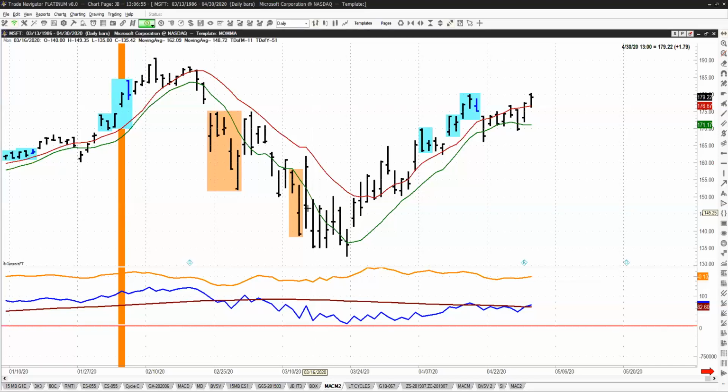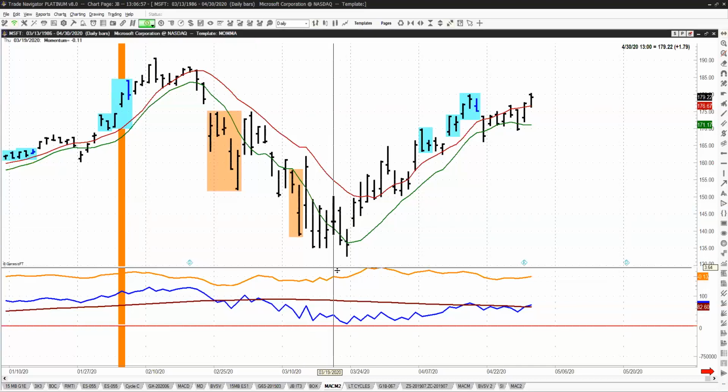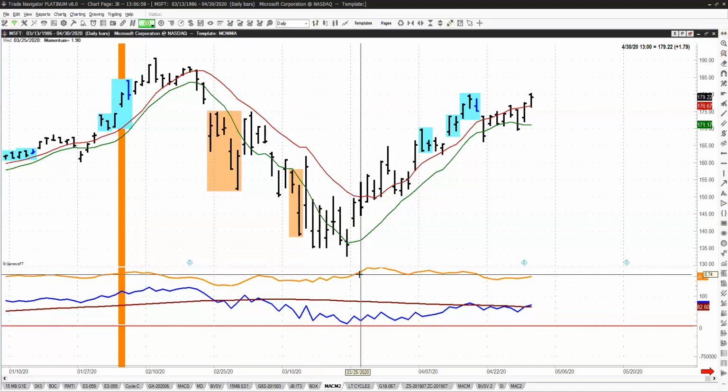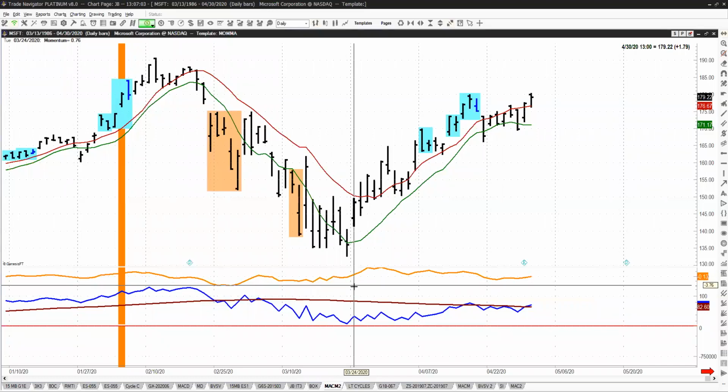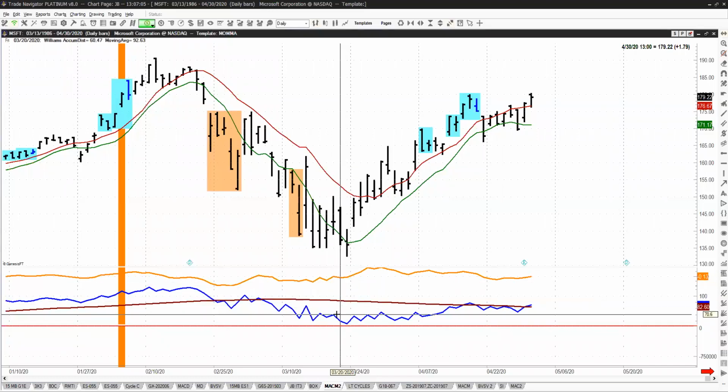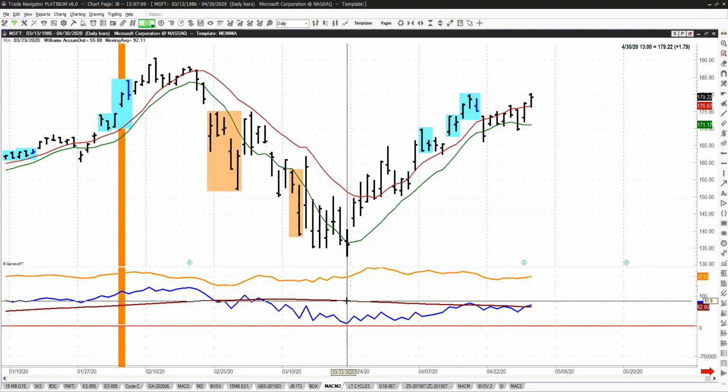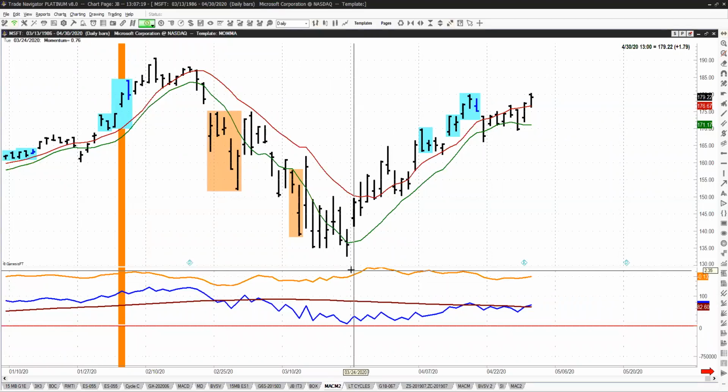In the middle of the screen, we've got divergence, momentum, MACD divergence. Right over here, we've got the blue line, Williams accumulation distribution, and its moving average, a simple 57-day moving average. So if you take a look at the chart, and this is Microsoft we're looking at, we had a new low in price right over here.